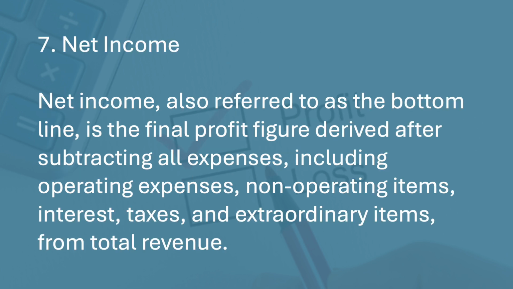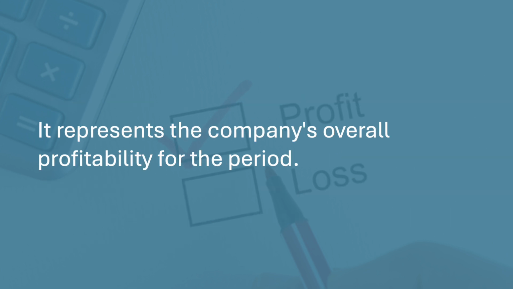7. Net income. Net income, also referred to as the bottom line, is the final profit figure derived after subtracting all expenses, including operating expenses, non-operating items, interest, taxes, and extraordinary items, from total revenue. It represents the company's overall profitability for the period.